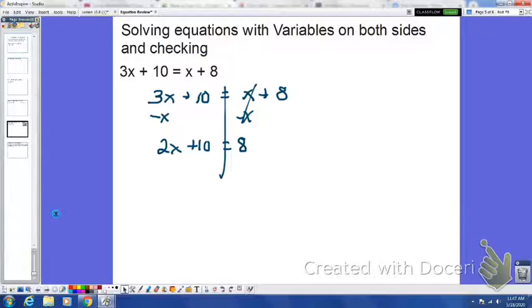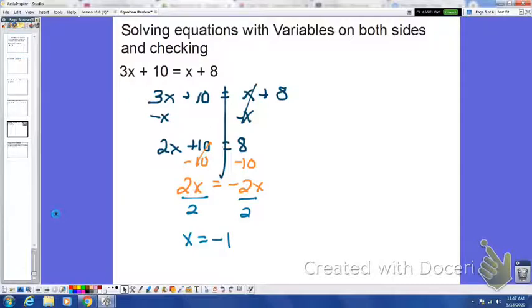Okay, so I chose to take my variables to the left, which means my constants have to go to the right. Which means I have to subtract 10 from both sides. So that leaves us with 2x equals 8 minus 10 is negative 2. It's now just a quick one-step equation. Divide both sides by 2, and we get x equals negative 1.